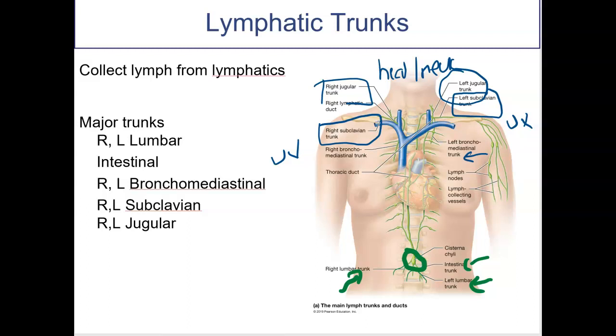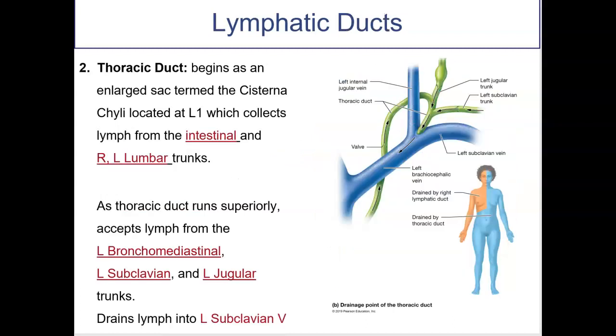Now, if we follow that, notice it runs. That's the beginning of the thoracic duct. And notice it comes all the way up. And then as it runs up, these are branches of it, then it's going to receive lymph from the other three trunks. So the cisterna chyli is the start of the thoracic duct, and it runs all the way up, collecting our lymph from our trunks.